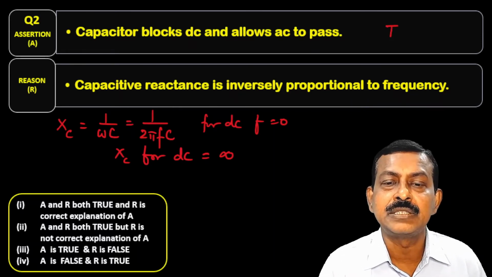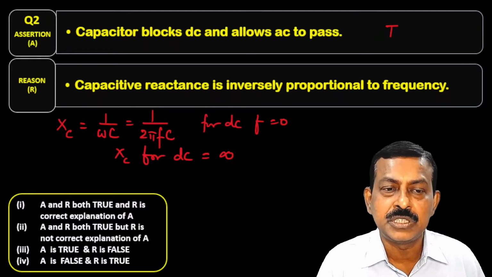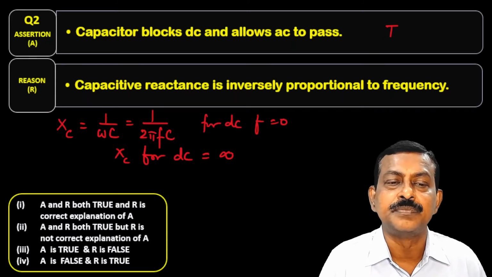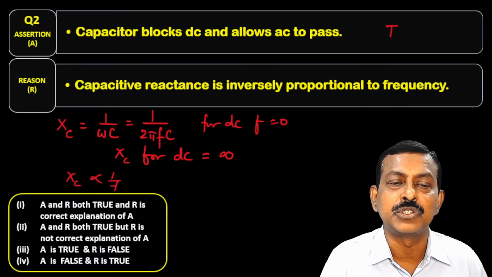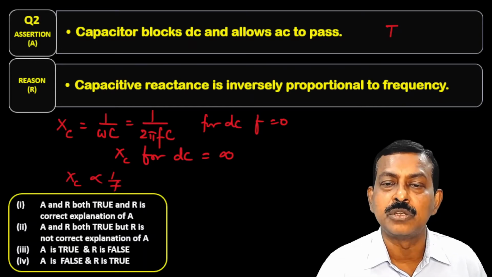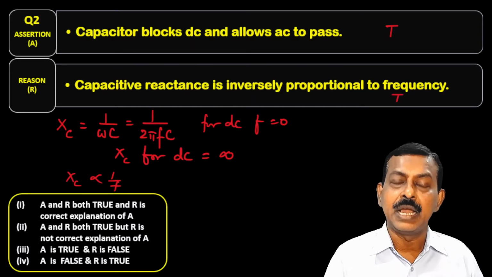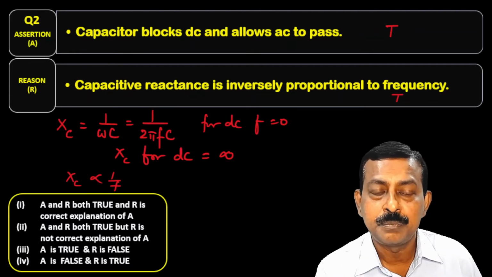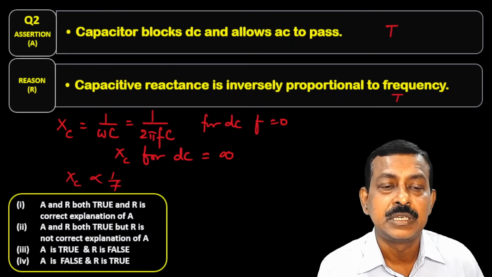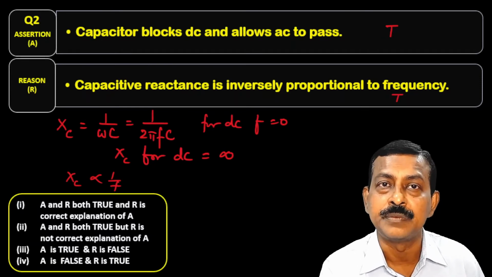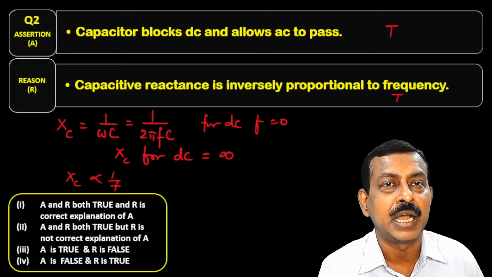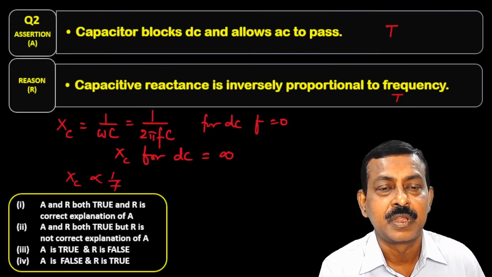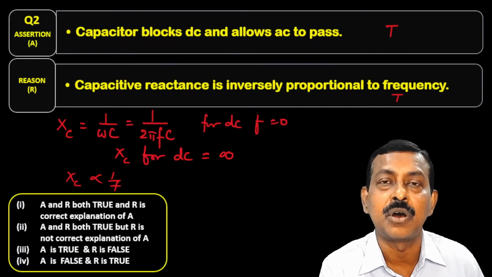Now capacitive reactance is inversely proportional to frequency. Now you see this particular relation we have just seen, Xc is 1 by 2 pi fC. So obviously Xc is inversely proportional to f. So this is also true. Now here assertion is true, reason is true. Now we'll have to check whether the first option is the correct one for this or the second one. So for that, we'll just read out assertion and reason, and in between we'll be using 'because'. And we'll see whether it makes sense there or not.